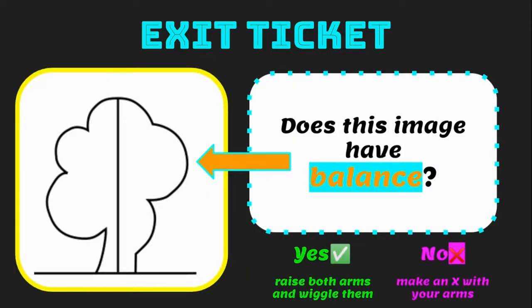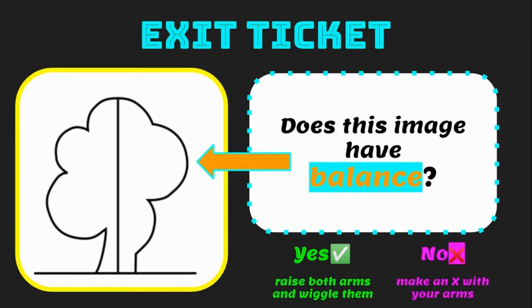Okay, everybody, exit ticket. Time to stop. Our 25 minutes are up, and I'm going to do a little question here to see if we remember what balance is. Symmetry. Okay, so I'm going to explain the rules. First, I'm going to ask you this question, but you're not going to answer yet because I'm going to count to 3 so everybody can give their answer at the same time.